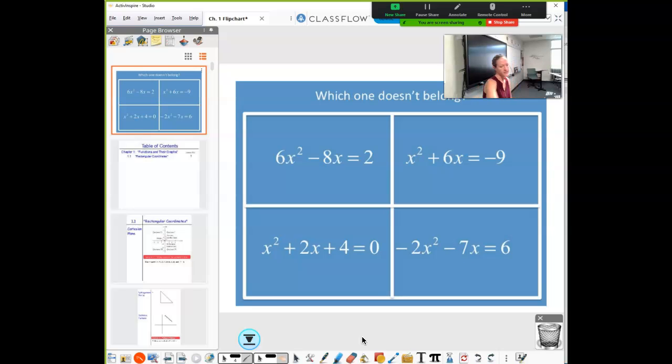If you want me to, I can go ahead and use my nifty new board to even number them if that would make it easier. That could be 1, that could be 2, that could be 3, that could be 4. Which one does not belong?